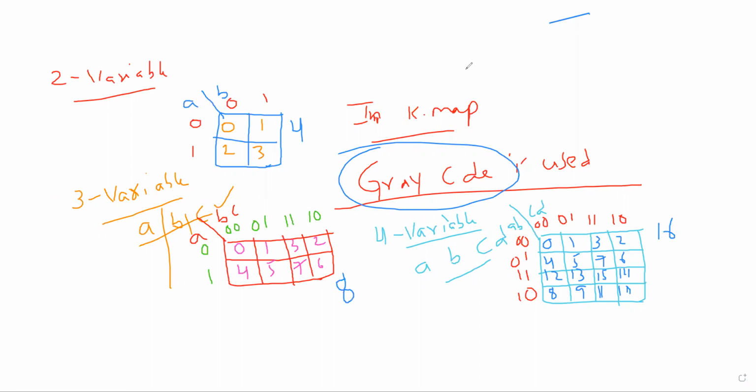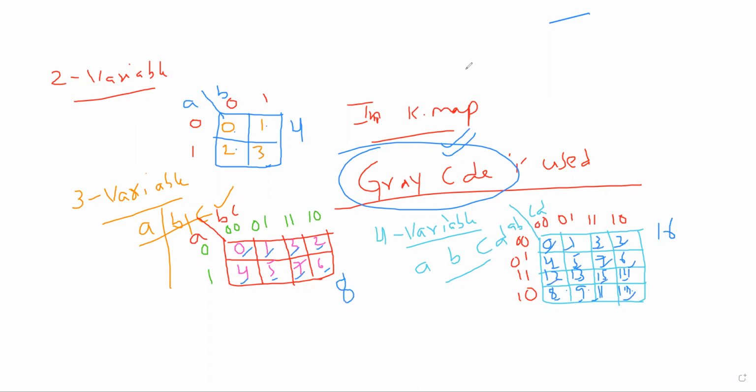But one more point is, in a K-map we are going to use Gray code. If you observe 0, 1, 2, 3 for 4 cells, that means a 2 variable K-map, then it becomes 0, 1, this is 2, this will be 3, then 4, 5, 6, 7. Then for a 4 variable K-map, 0 to 7, then it will be 8, 9, 10, 11, then 12, 13, 15, 14.